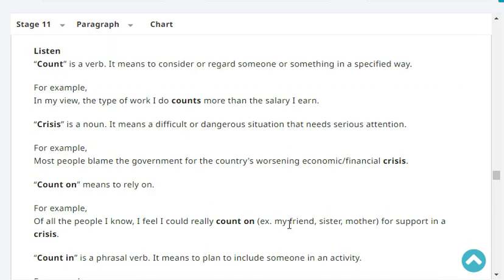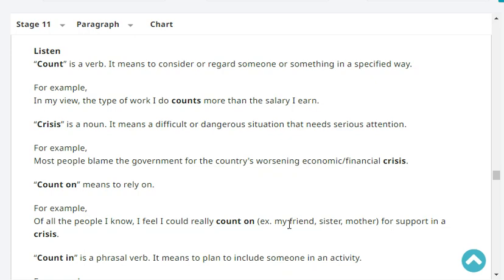For example, in my view, the type of work I do counts more than the salary I earn. Crisis is a noun. It means a difficult or dangerous situation that needs serious attention. For example, most people blame the government for the country's worsening economic crisis.